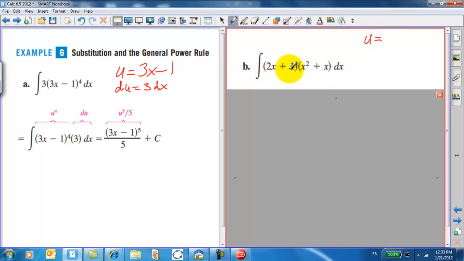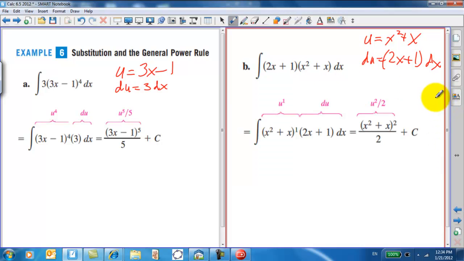Now, neither of these is really inside, but which one's the derivative of the other? Is x squared plus x the derivative of 2x plus 1? No. Is 2x plus 1 the derivative of x squared plus x? Yes. So we let u equal x squared plus x. So du is 2x plus 1 dx. And that's what we have here then. So you can write all this as your du.